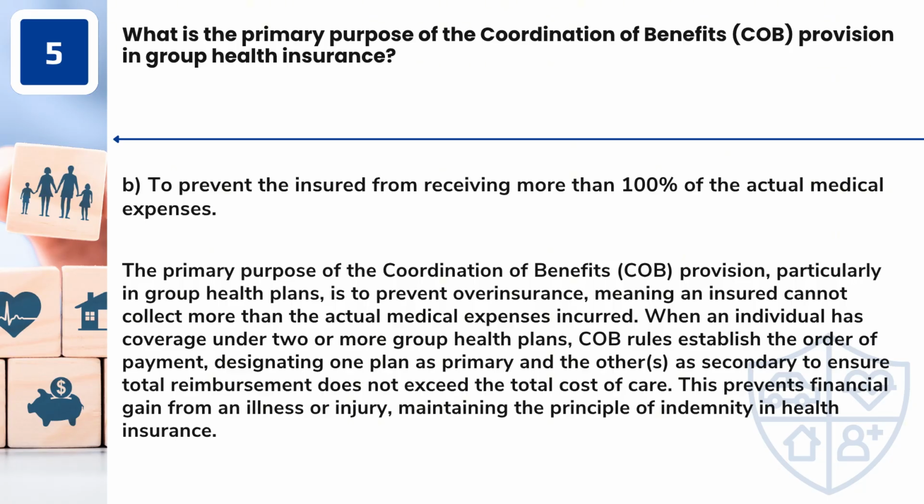When an individual has coverage under 2 or more group health plans, COB rules establish the order of payment, designating one plan as primary and the others as secondary to ensure total reimbursement does not exceed the total cost of care. This prevents financial gain from an illness or injury, maintaining the principle of indemnity in health insurance.